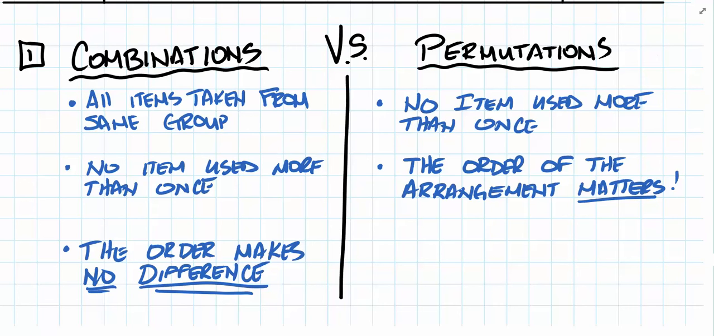That's a combination. A permutation states that no item can be used more than once. That's okay, but the order of the arrangement matters. So the order in which is first, second, and third, that makes a difference. So there's the big difference between the two. In a combination, it doesn't matter what order you pick the things as long as you have them all together. In a permutation, the order in which you pick the things is very, very important.